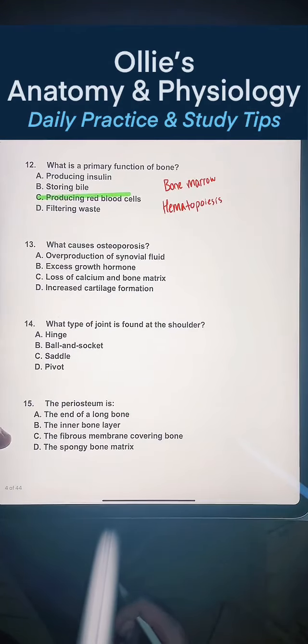But number 13, what causes osteoporosis? What causes osteoporosis?